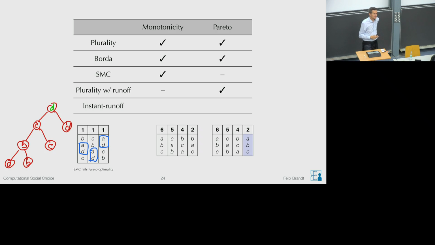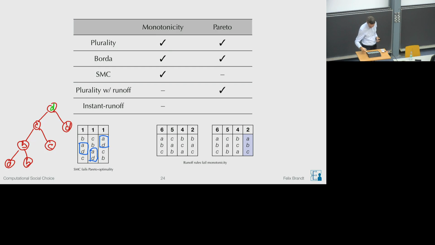So who thinks monotonicity is satisfied? Okay. Who thinks it's not? Okay, a few do. Most think it is satisfied, but it's not.